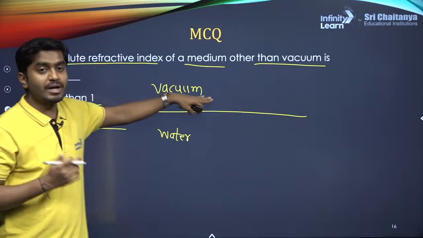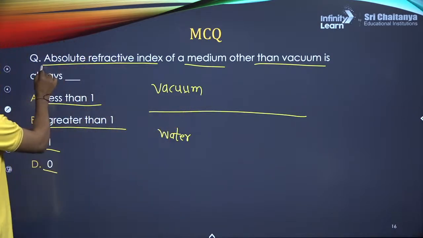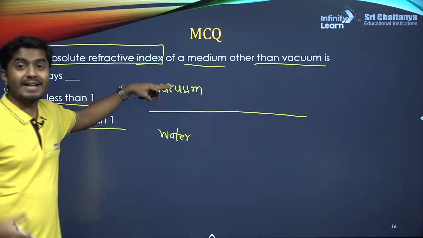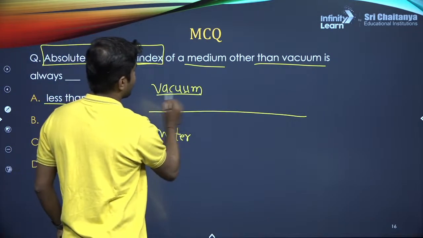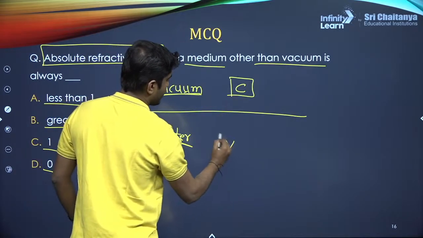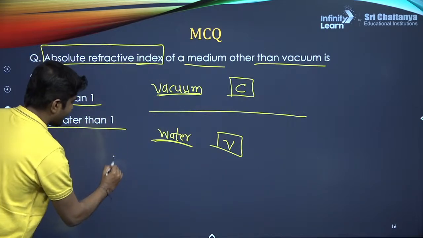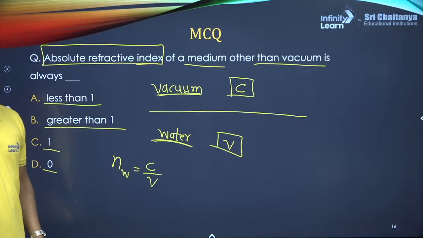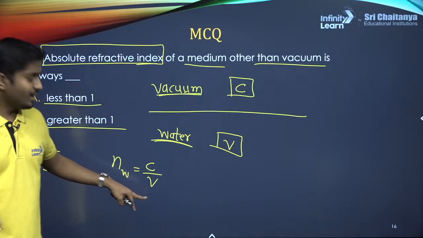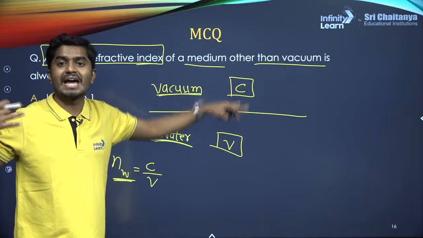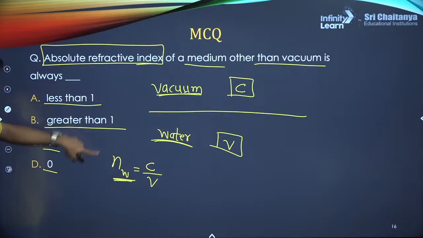So whenever you consider one of the media as vacuum, then we directly get the value of the absolute refractive index, right? So how is the refractive index defined? In this medium the speed of light is, let's say, c, and in this medium, in water, the speed of light is v. So the refractive index of the water is given as c divided by v. Correct? This ratio is the absolute refractive index of the water. Water is another medium other than vacuum. So in that case, what will be its value? Is it less than 1, greater than 1, equal to 1, or 0?